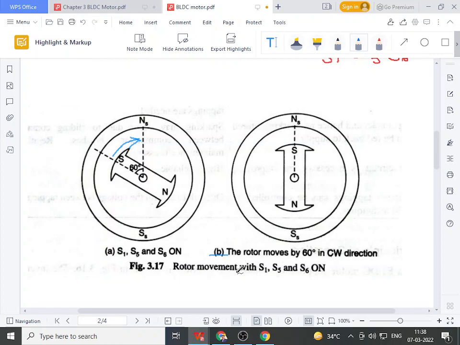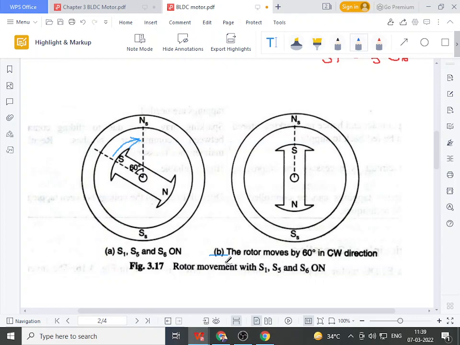So at this moment, as all three stator phases carry current, there will be formation of magnetic field which is in rotating form. We consider the stator magnetic field is Ns and Ss, as shown on stator, and due to the force of attraction between this north pole of stator and south pole of rotor, rotation of rotor takes place by 60 degree in forward direction or in clockwise direction, and rotor attains the position as shown in figure B. So this is for the first switching sequence, that is 1, 5, 6.